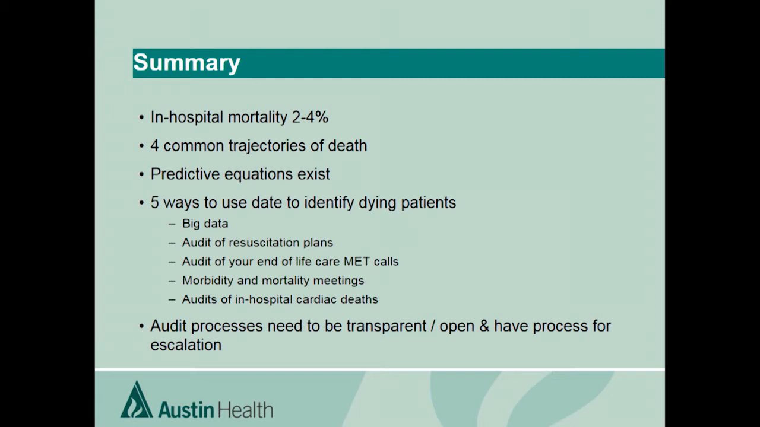We've talked about 5 ways of using data to identify dying patients: big data, audit of your resuscitation plans, audit of your end-of-life care MET calls, M&M meetings, and your in-hospital cardiac arrests. And all of these processes need to be transparent, open, and have a process for escalation if there are concerns. And you need to try and make sure that you have a PDSA cycle so you have learnings from these, and you need to make sure you have processes to make sure you close the loop, that you learn from these things so that lessons are learned and problems aren't repeated.